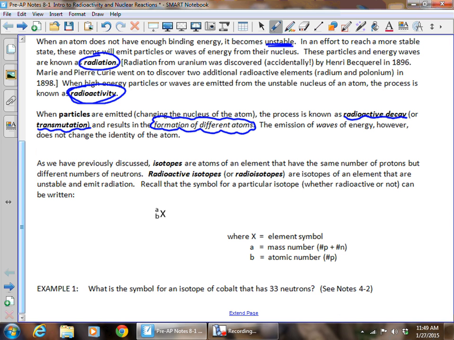have a review over how we represent these particles, because with isotopes, we have to take into account that they're going to be the same element. They're atoms of the same element. They have the same number of protons, obviously, the identifying particle, but they do have different numbers of neutrons. And radioactive isotopes, often called radioisotopes, are isotopes of atoms that are unstable and emit radiation.